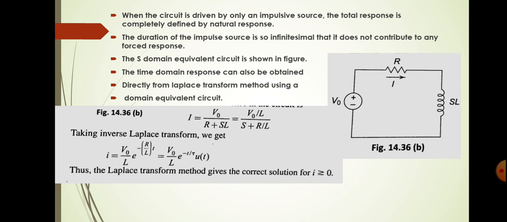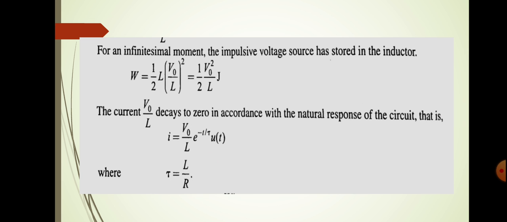When we consider this circuit, let I of S be the current flowing through it. We can write I of S equal to total voltage by total impedance, that is V0 divided by R plus SL. Taking L outside, we get V0 by L into 1 by S plus R by L. If we take the inverse Laplace transform of this, we get the time domain value of the current: V0 by L into e raised to minus R by L into t, that is V0 by L into e raised to minus t by tau into u of t. This is similar to the previous equation, the natural response of the RL circuit.